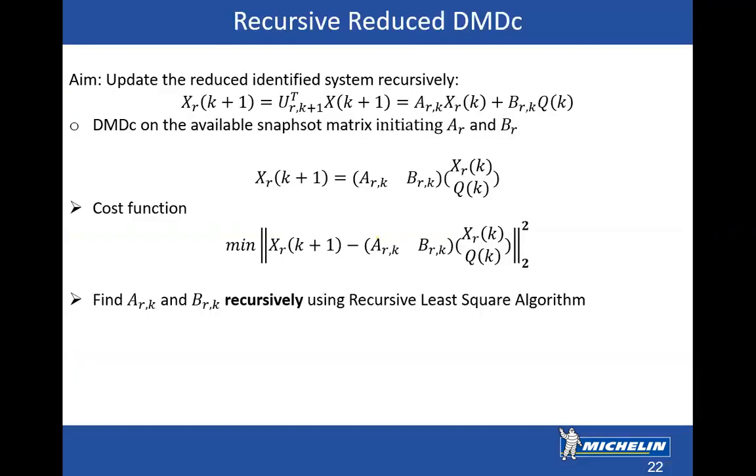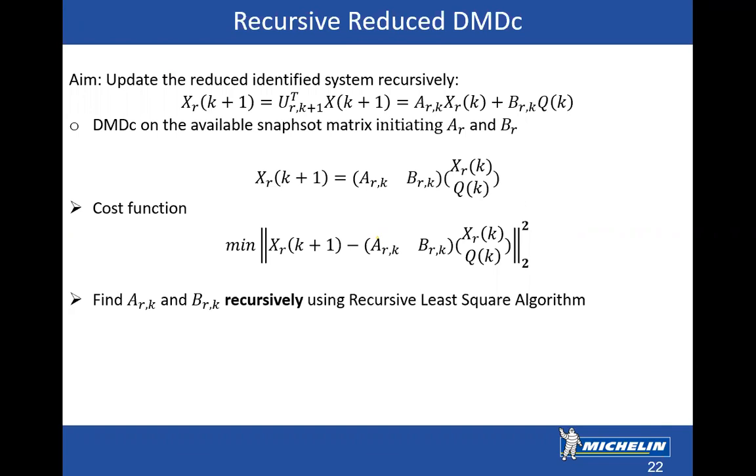So our aim now, we will do a recursive reduced DMDC. Our aim is to update recursively the reduced identified system x_r(k+1) = u_r(k+1) transpose. We've got u_r(k+1), x(k+1) is equal to A_r(k) x_r(k) plus B_r(k) q(k).